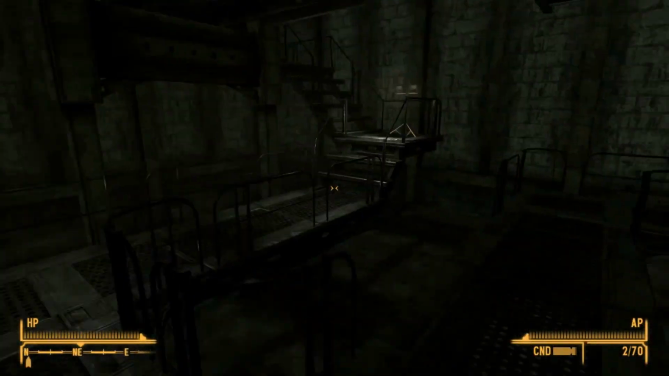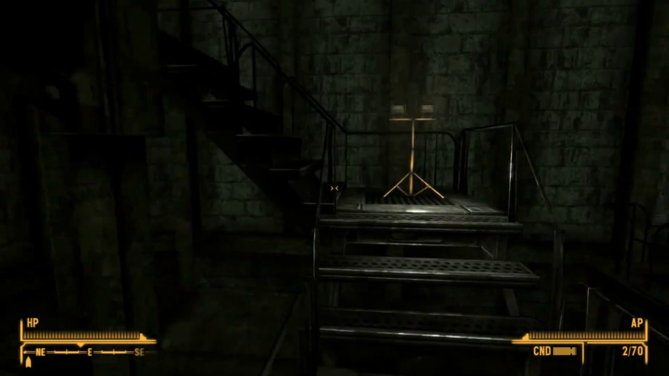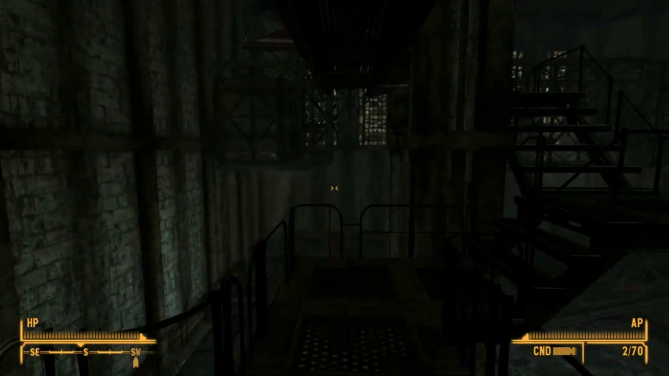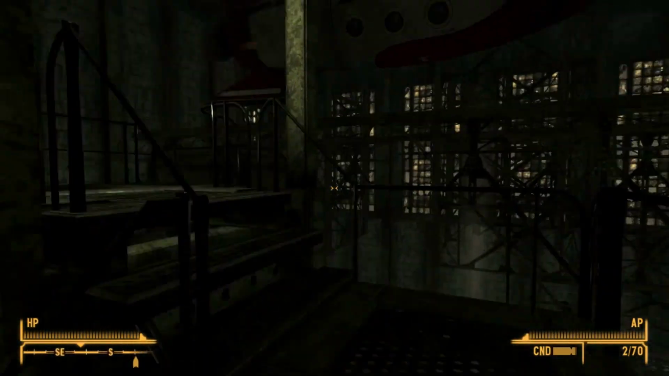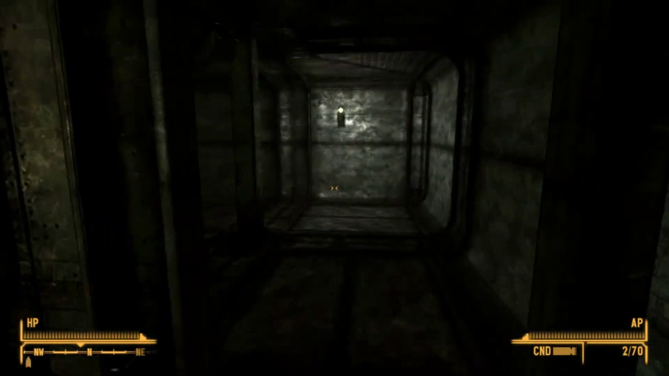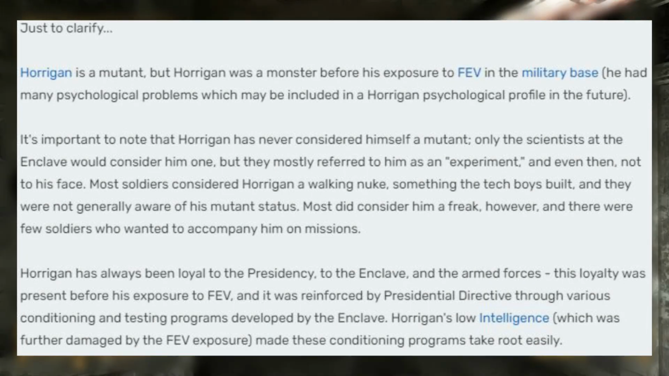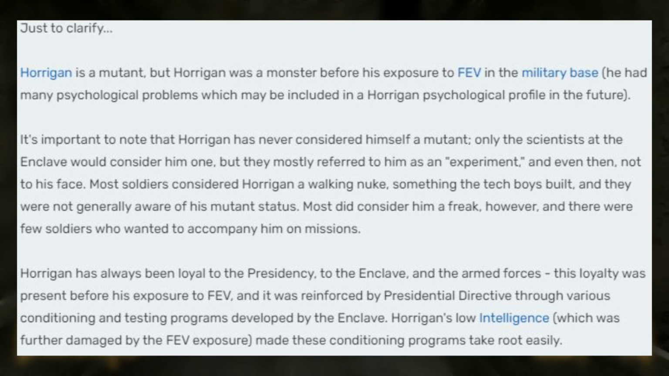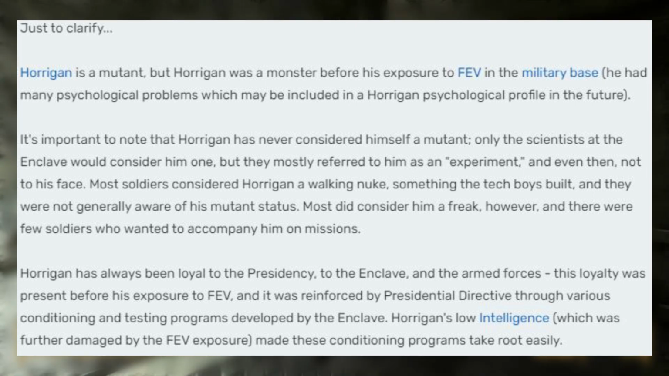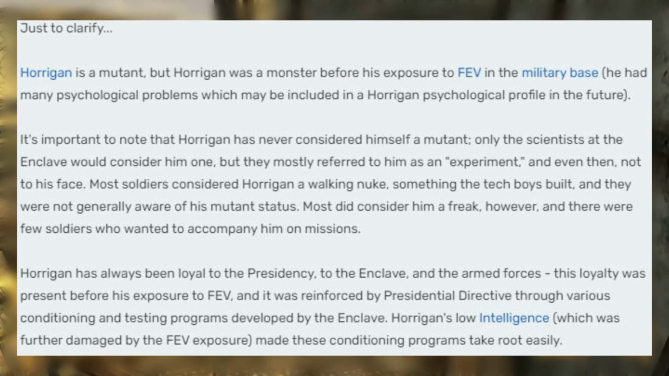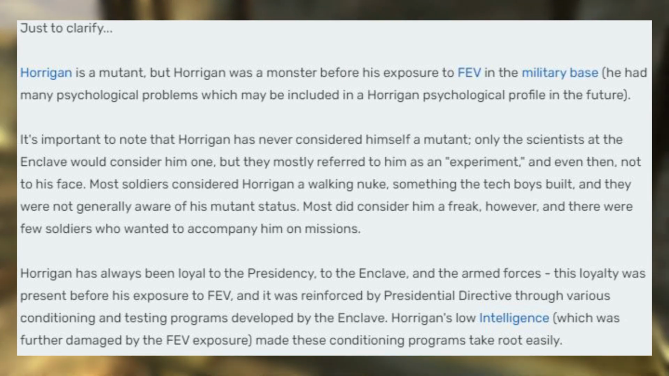It was during the development of Van Buren that the developers put together a more detailed plan of the Enclave escaping Earth to rebuild, using their advanced technology and data derived from the vault experiments. Chris goes on to provide 2 updates, the first of which is about Frank Horrigan. Horrigan update. Just to clarify, Horrigan is a mutant, but Horrigan was a monster before his exposure to FEV in the military base. He had many psychological problems, which may be included in a Horrigan psychological profile in the future.